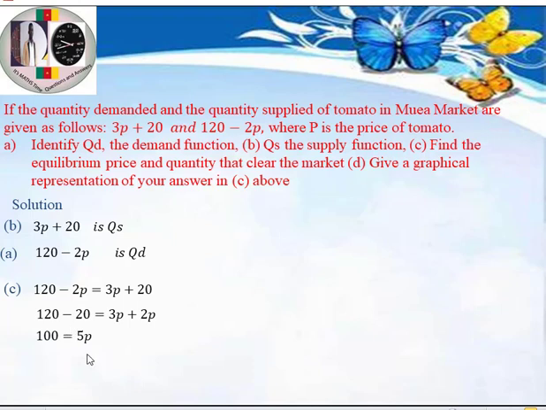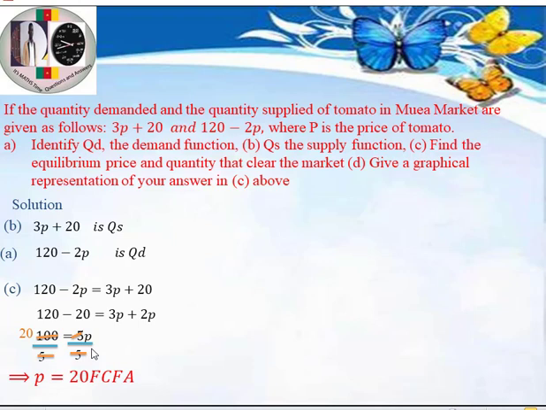Then we are looking for the price p, so we divide both sides by 5. We divide the left-hand side by 5, and we divide the right-hand side by 5. So 5 will go into itself one time, and 5 will go into 100 twenty times. 5 goes into itself one time, and 5 into itself one time. Therefore, the equilibrium price, which we denote as P, will be equal to 20 francs CFA. The next part of the question asks for the quantity that clears the market, the equilibrium quantity.